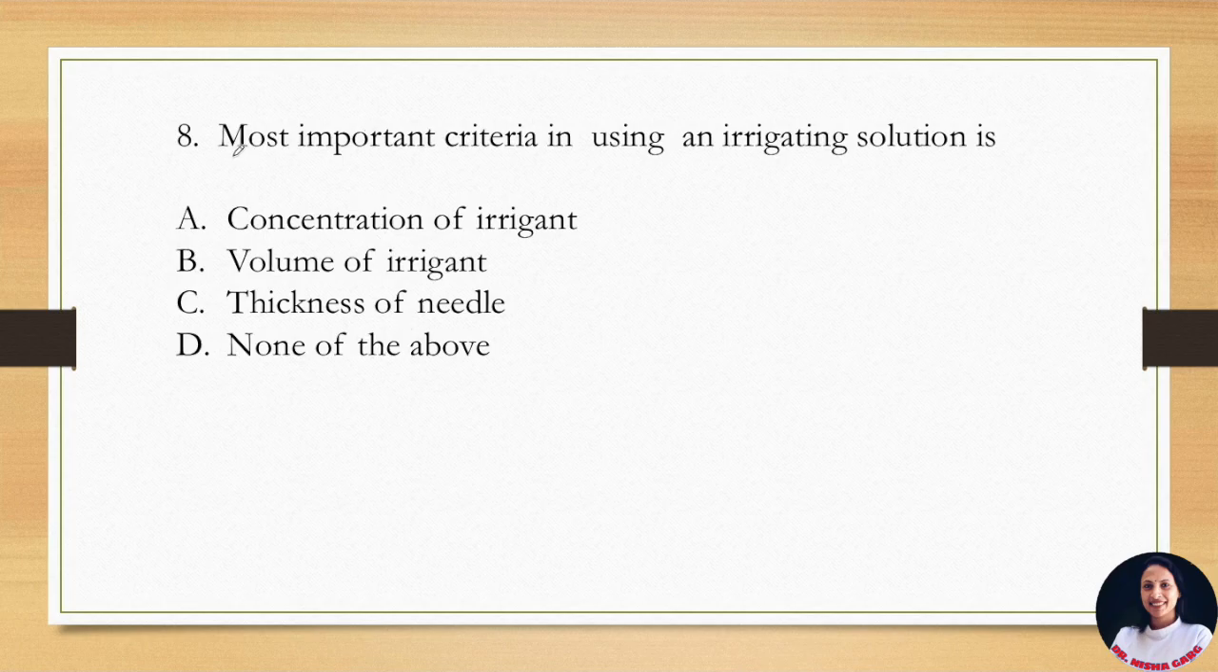See, now look at the word "most important." If we look at the options, concentration of irrigant also affects the efficacy of the irrigating solution, and thickness of the needle affects the accessibility of the irrigant to the apical areas of the canal, but the most important criteria is volume of irrigant. That is, the quantity of irrigant used is directly related to its ability to remove the debris from the canal. So, if we look at these options, option B suits the best. That is, the most important criteria is the volume of the irrigant used as an irrigating solution.